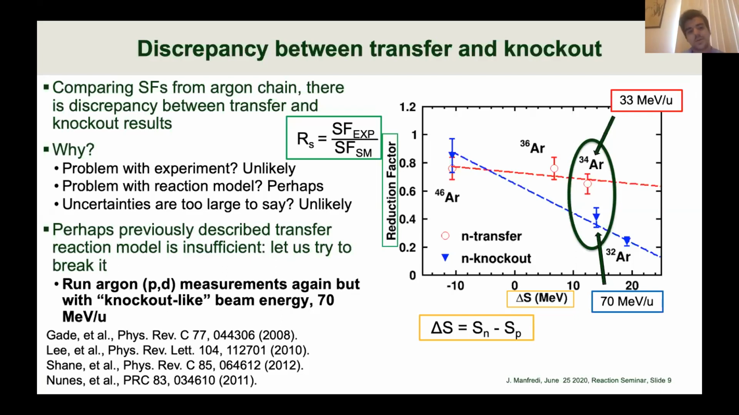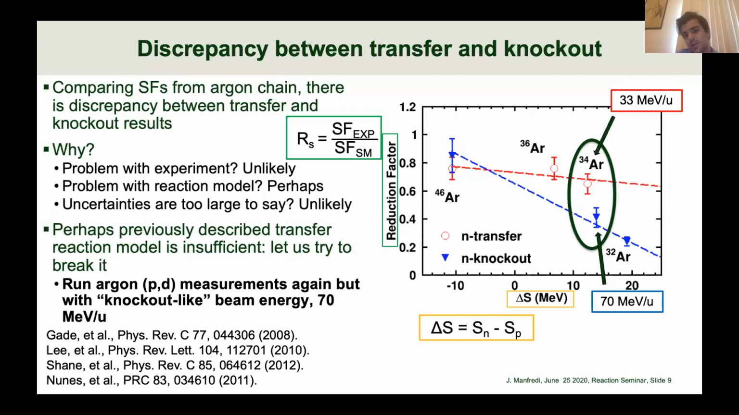So back to the reaction model, perhaps one of the techniques that we're using here is broken. Perhaps the transfer model is broken. So let's try to break it and see what happens. The transfer measurement in red was done at 33 MeV per nucleon, which is a typical energy for a transfer reaction. It's where cross sections are highest. Typically, if you want to do a transfer measurement, that's a nice place to be. Whereas I mentioned earlier, the knockout uses intermediate energy. You want to be at a high enough energy to apply the eikonal approximation.